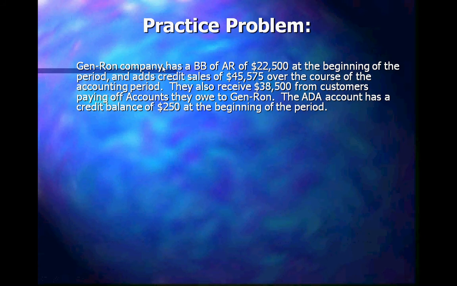Okay, let's start with a practice problem here. First of all, this company, Genron, has a beginning balance of accounts receivable of $22,500 at the beginning of the period. Then we have credit sales of $45,575 over the course of the accounting period. We receive $38,500 from customers paying off accounts that they owe to Genron. Okay, and the allowance for doubtful accounts has a credit balance of $250 at the beginning of the period.